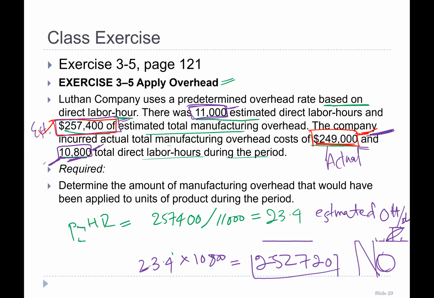Yes, because the base is now 10,800, right? Now you can say that, okay, you did really well. Why? Because according to our analysis, it should be 252,720, and now we have utilized the cost of 249,000.